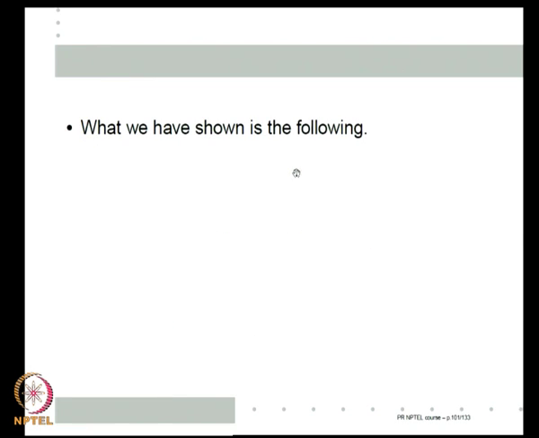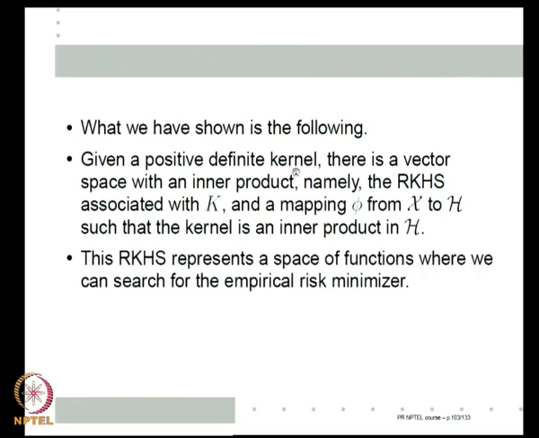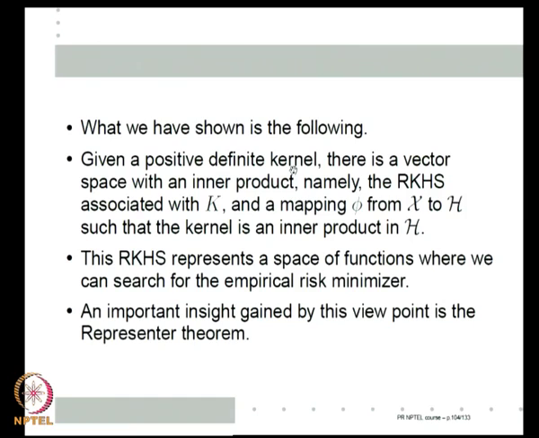Okay. So, we have shown the following. Given a positive definite kernel, there is a vector space with an inner product, namely the RKHS associated with K, and a mapping phi from X to H, such that the kernel is an inner product in H. The RKHS represents a space of functions where we can search for the empirical risk minimizers. Now, given this, we will do one very important insight, which is called the representer theorem.